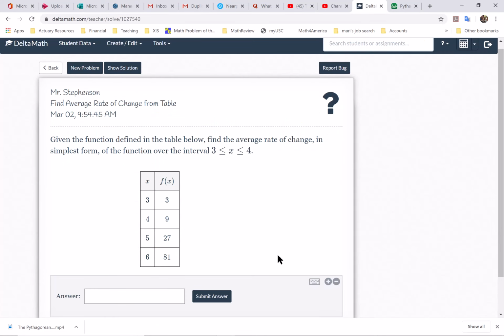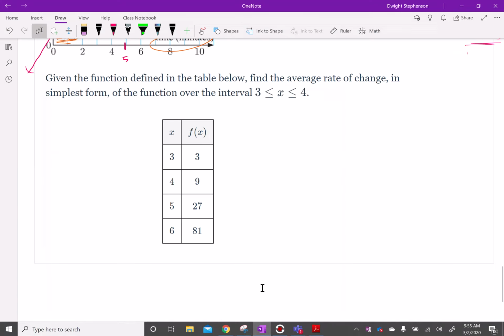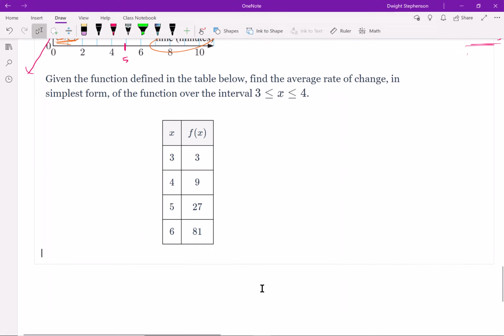Okay, so let's look at some examples. The first one, our homework today is going to be on Delta Math. So I'm going to do some Delta Math problems. And I find it helpful to put some context in this just for you so you can see. So let's pretend that this is time in seconds and that this is like the depth of water, right?